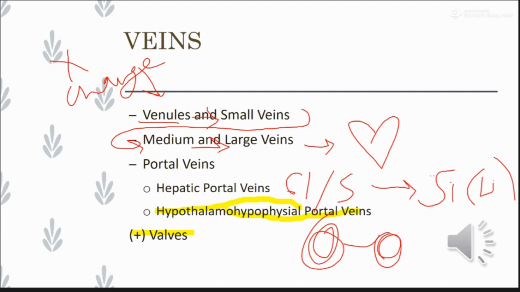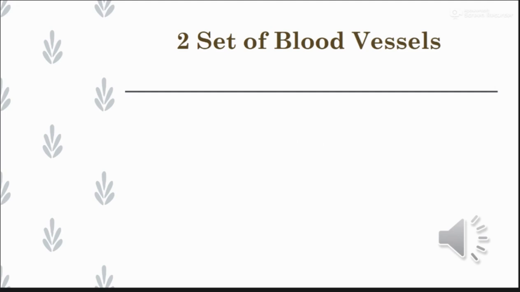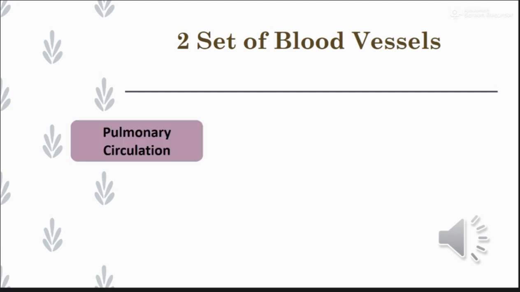Okay, so let's now go to the two sets of blood vessels or circulation that we have. So first we have your pulmonary circulation. Pulmonary circulation is the system of blood vessels that carries blood from the right ventricle of the heart to the lungs and back to the left atrium of the heart.